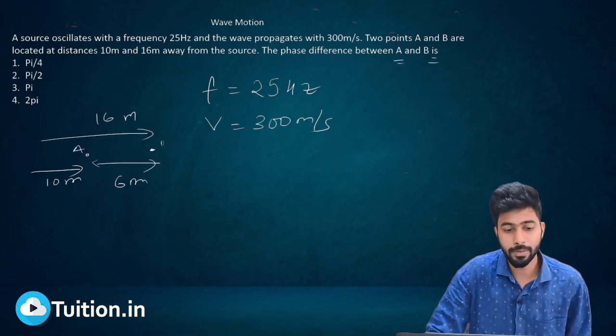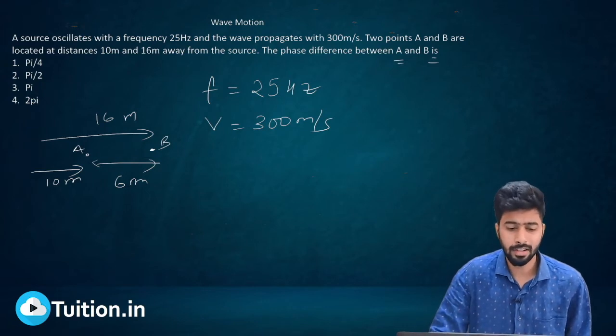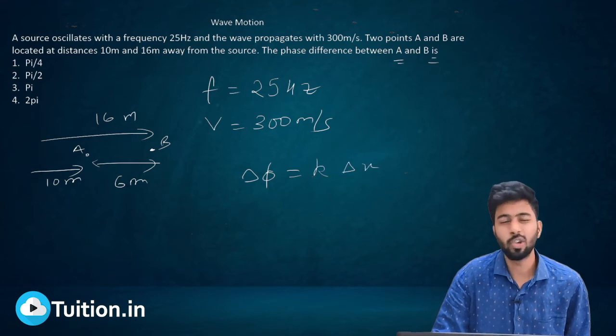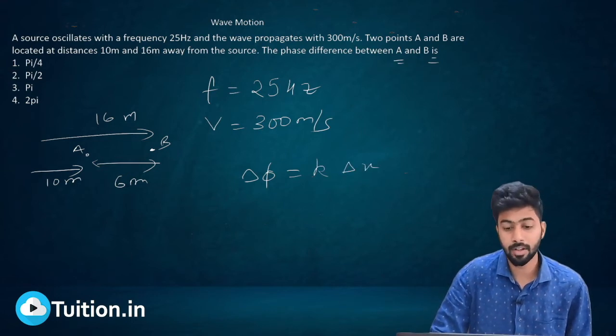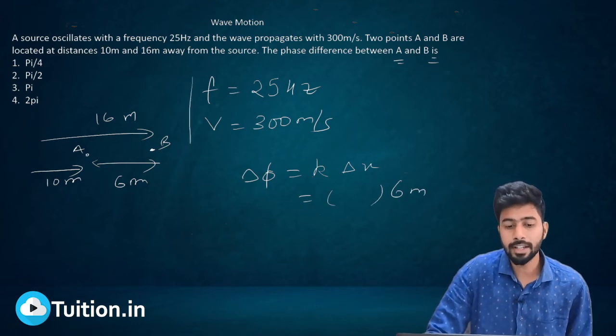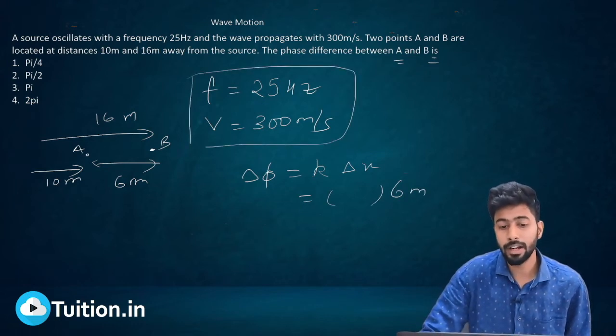So this is your point A, point B. As I told you in one of the previous problems, phase difference is given by the formula k delta x, or 2 pi by lambda into delta x. Delta x is already given in the problem, it's 6 meters, but k is what you need to find out. So using this data, I'll find out k.